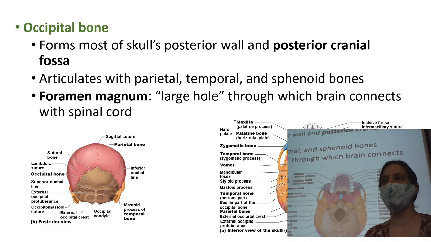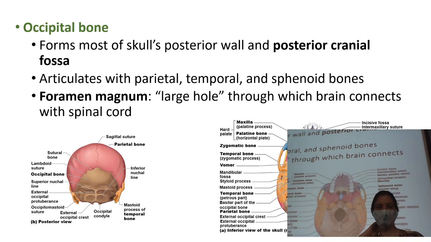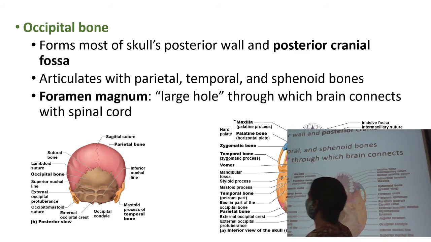What's coming out of that big hole? Yeah, the spinal cord. It's called the foramen magnum. Magnum meaning big hole. So it's the big hole that your spinal cord comes out.